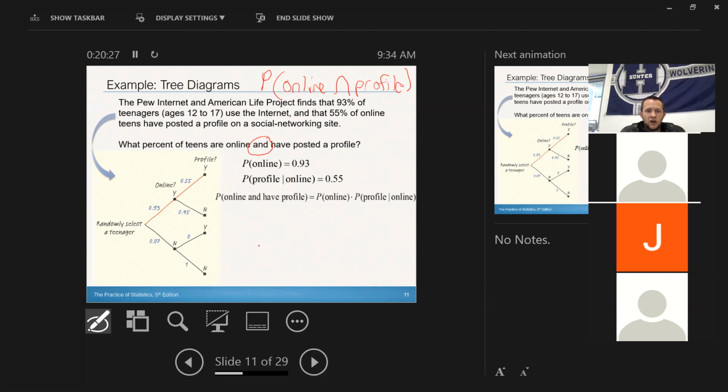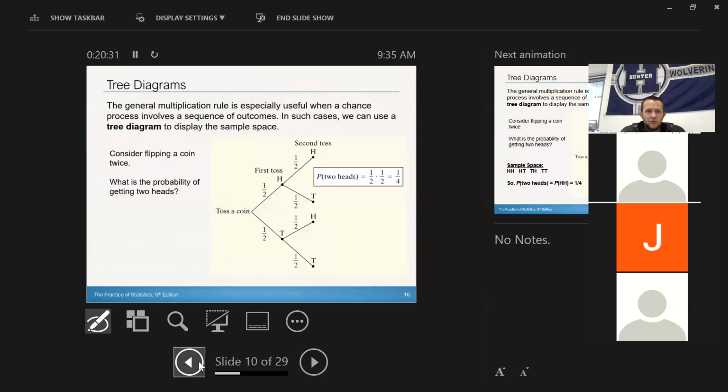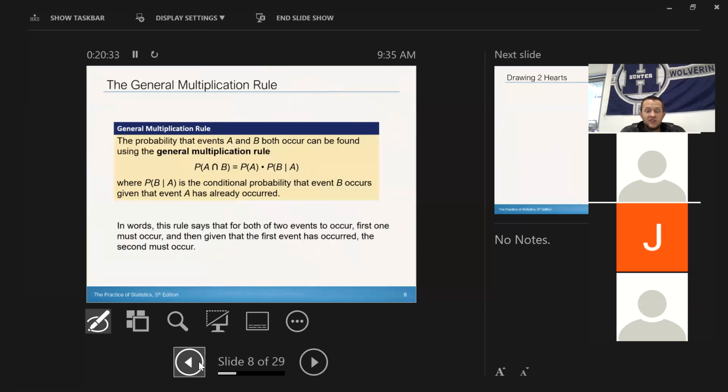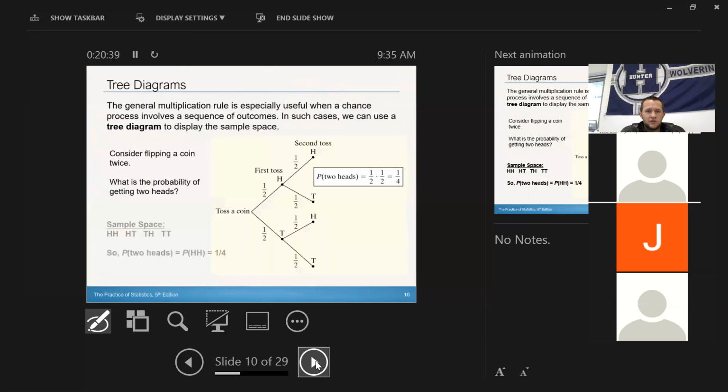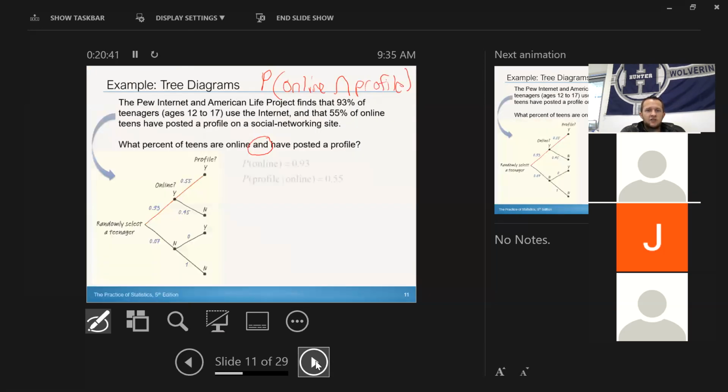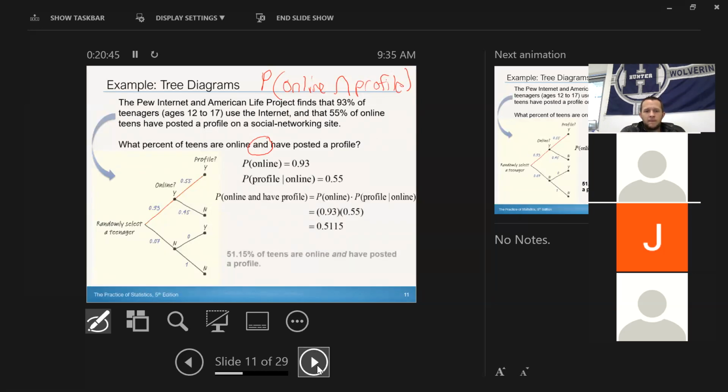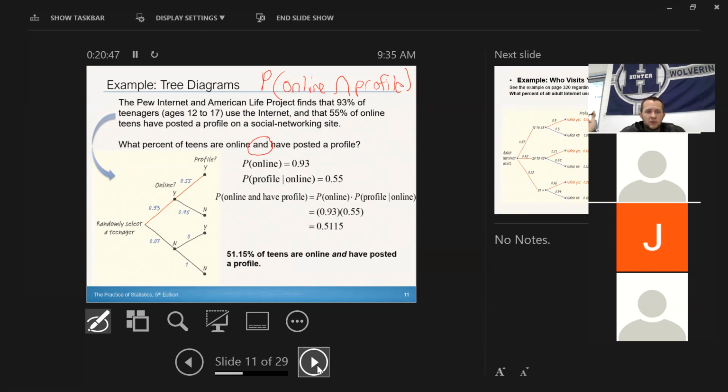So using our formula for the and, if I were to go back, let me just go back real quick. If we want to use this formula, we have to have those two parts, which now we have. And so we can just multiply those together, and there we go. About 51% of teens are online and have posted a profile.